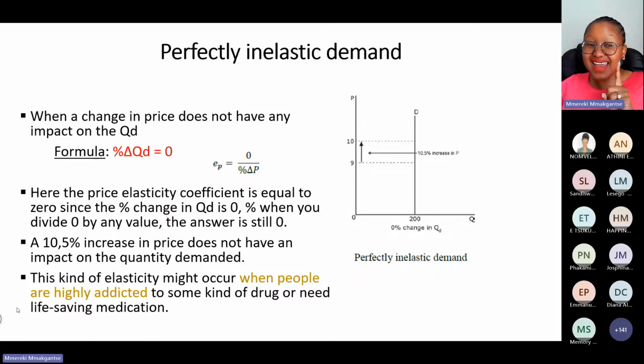There's perfectly inelastic, and then there's relatively price inelastic. Don't mix the two, ne? Thank you.